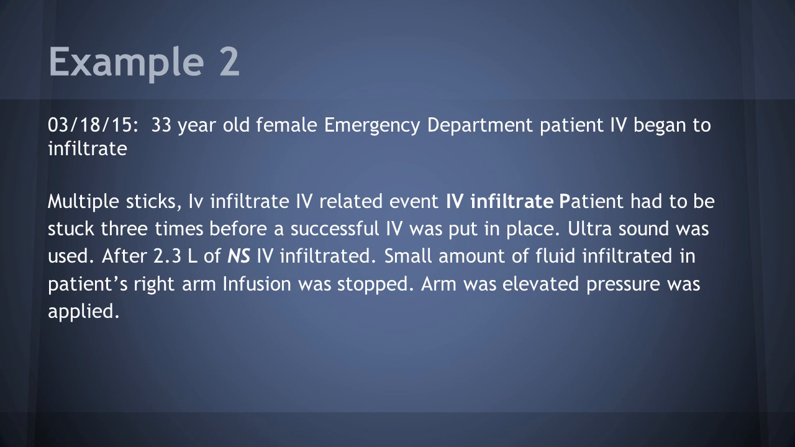After 2.3 liters of normal saline was infused, a small amount of fluid started to infiltrate in the patient's right arm. The infusion was stopped and the arm was elevated and pressure was applied. So what are the things that were not reported in this patient? The things that were not reported include catheter gauge and length, infusion type, the extent of the injury or the grade of the injury, and also the rate of infusion.